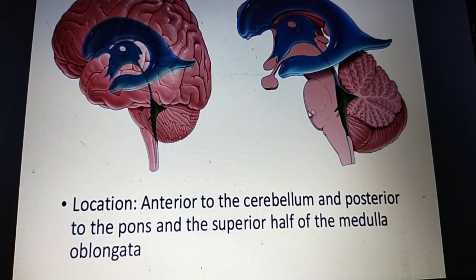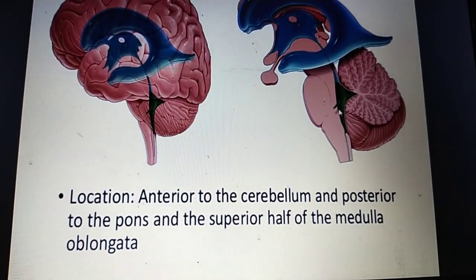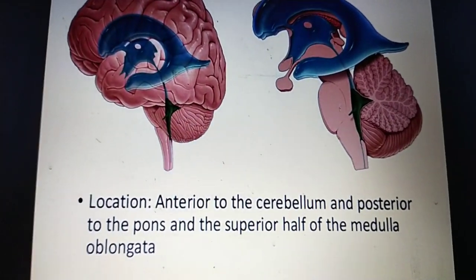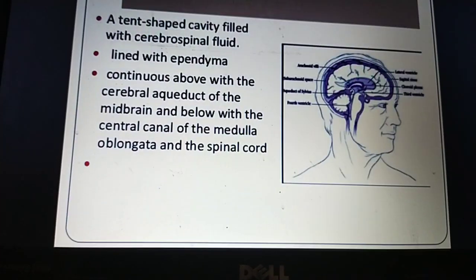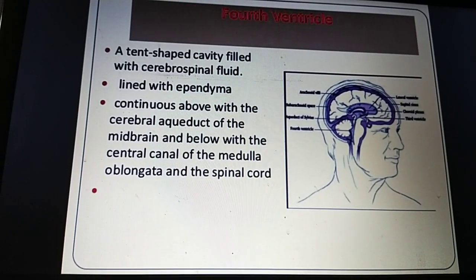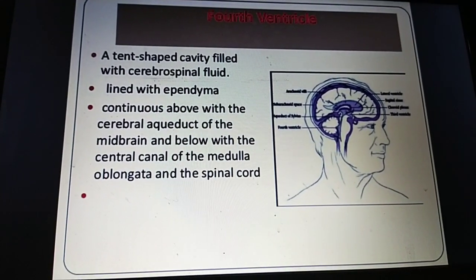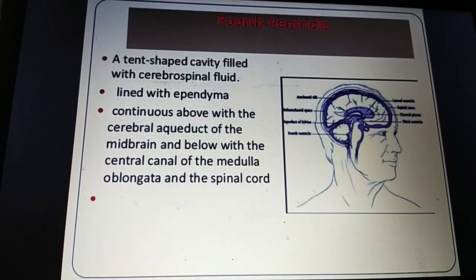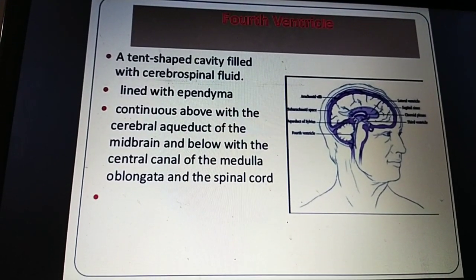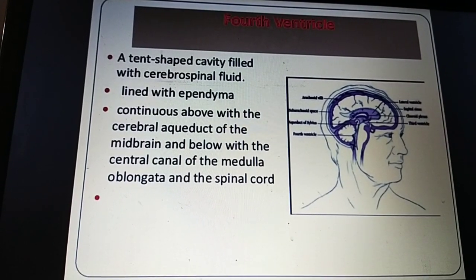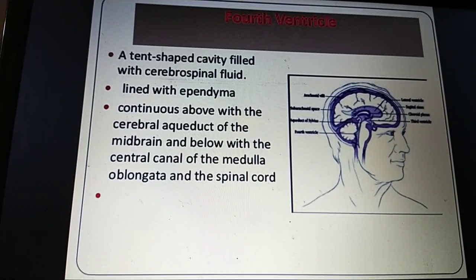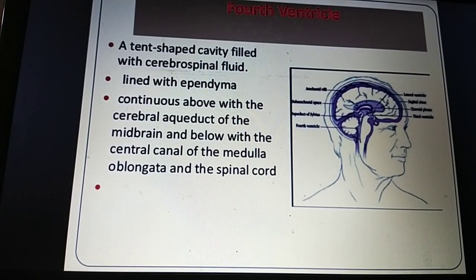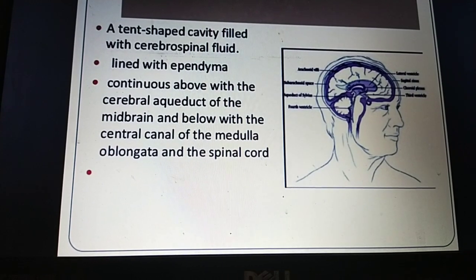Anterior to the cerebellum, posterior to the pons and the superior half of the medulla oblongata. Fourth ventricle, a tent-shaped cavity filled with cerebrospinal fluid, lined with ependymal cells, continues above with the cerebral aqueduct of the midbrain and below with the central canal of the medulla oblongata and the spinal cord.